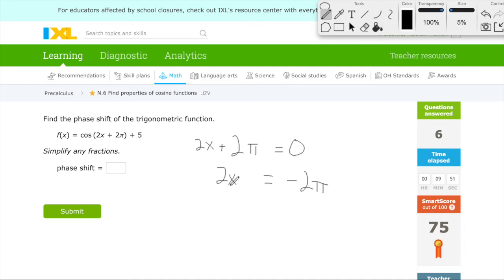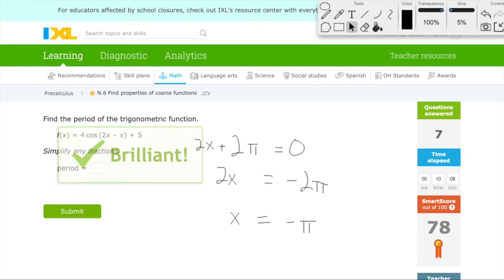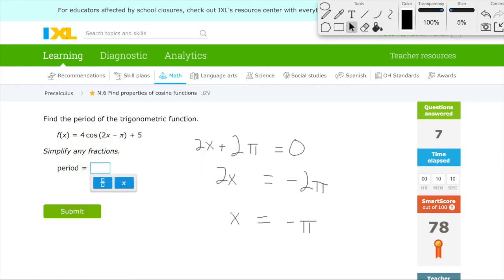Divide by 2 on both sides to get just x. And I'd have x equals negative 2 divided by 2, which would be negative 1, or just negative, you don't even have to put the 1, pi. So when I go to type that in, I'd put negative pi, and that would be my answer.